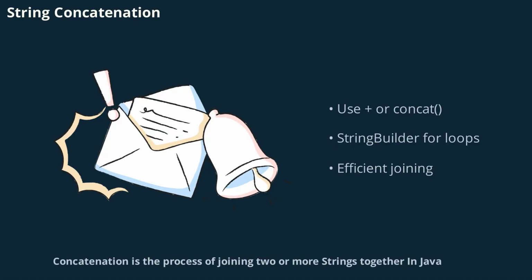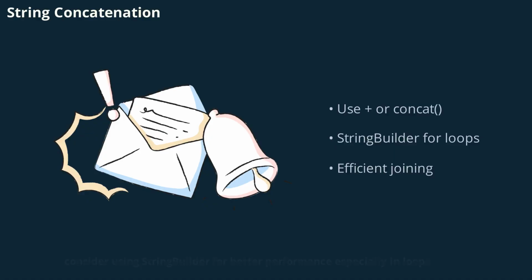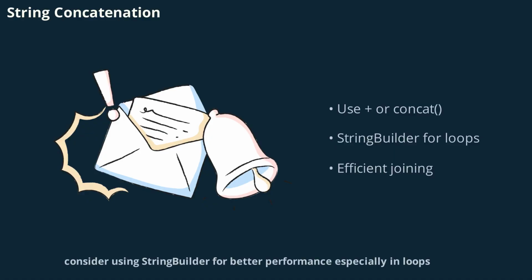Concatenation is the process of joining two or more strings together. In Java, you can use the plus operator or the concat method. For example, "hello" plus "world" results in "hello world". For many concatenations, consider using StringBuilder for better performance, especially in loops.